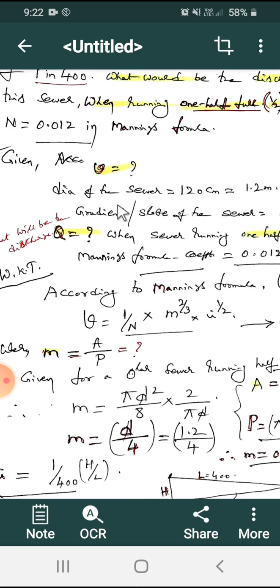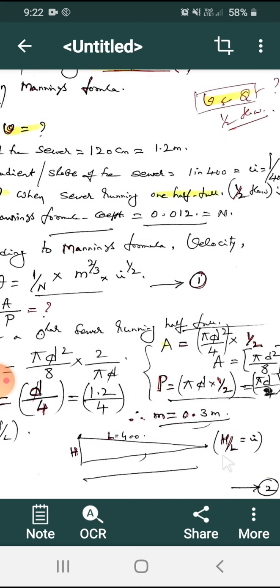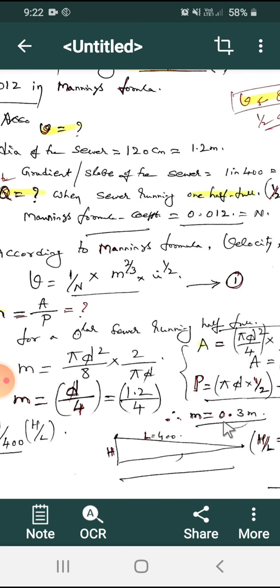Observe here, the diameter of the sewer given in the problem is 120 centimeter. This is equal to 1.2 meter. So that D is equal to 1.2 divided by 4. So what is the value of M? M is equal to 0.3. You have to remember this. Now we came to know N is a given value and M is equal to 0.3.